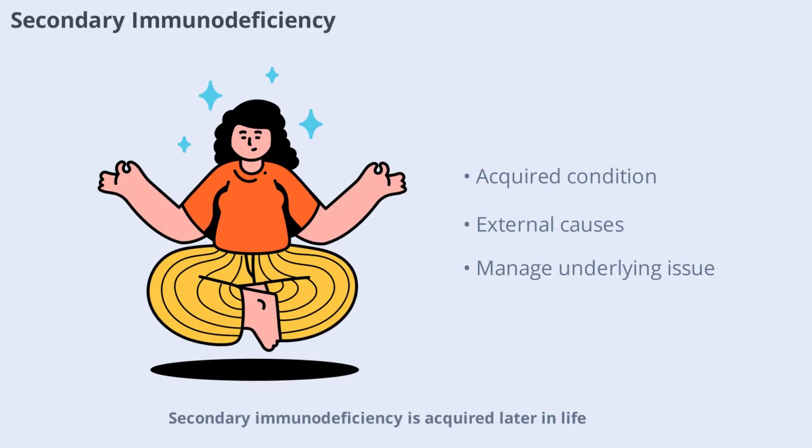Secondary immunodeficiency is acquired later in life and is more common than primary forms. Causes include infections like HIV, certain cancers, malnutrition, or medications such as chemotherapy or steroids. Unlike primary immunodeficiency, secondary forms are not inherited but developed due to external factors. Managing the underlying cause is crucial for improving immune function and reducing infection risk.